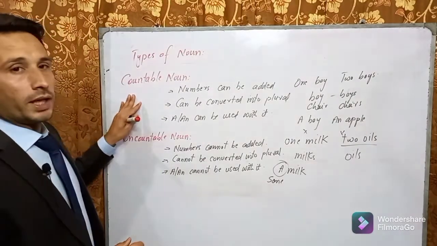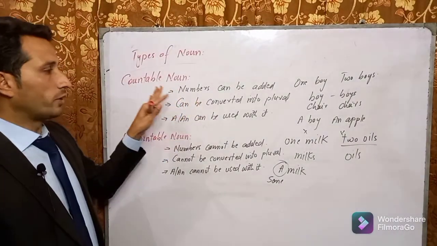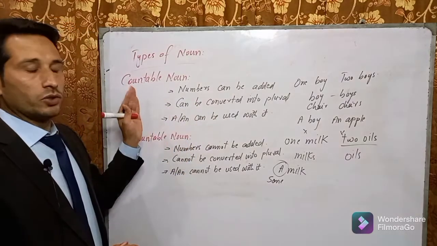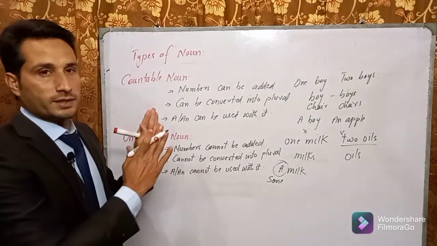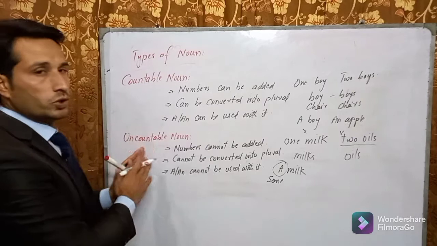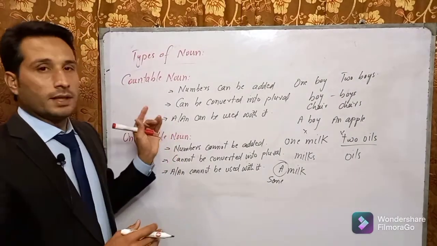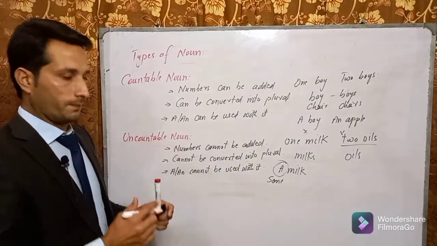So if we can add numbers with that, if we can convert it into plural, and if we can use a or an with that noun, that is supposed to be countable. If we cannot use these things with a noun, it means that noun is uncountable.